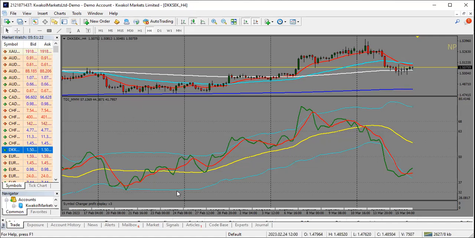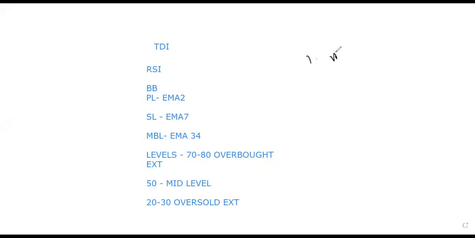So now, what do we use TDI for? We use TDI for one, to pick entries, right? Let me go back to my whiteboard so I can type that down. So we use TDI for one, market entries. Two, we use the TDI to identify market trend, right? Levels, right? And number three, we use TDI to identify peak formations, right? So we use TDI to pick peak formation.